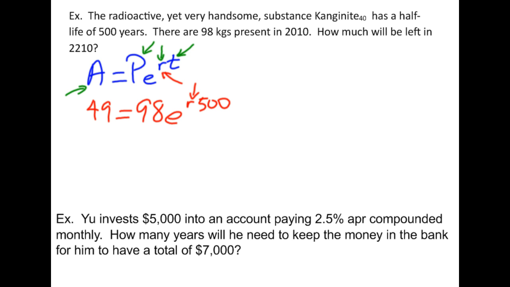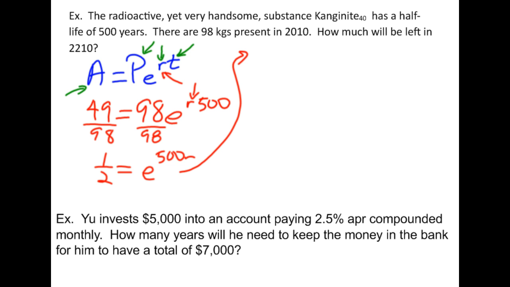If I divide the 98 across to isolate my exponential expression, I get a half equals e to the 500R power. I isolated this exponential so that I could rearrange it in log form. I rewrite this in log form by saying the natural log of a half, think about how I got that, equals 500R. Now, to solve for R, I just divide both sides by 500, and so I get ln of a half over 500 is my rate of decay.